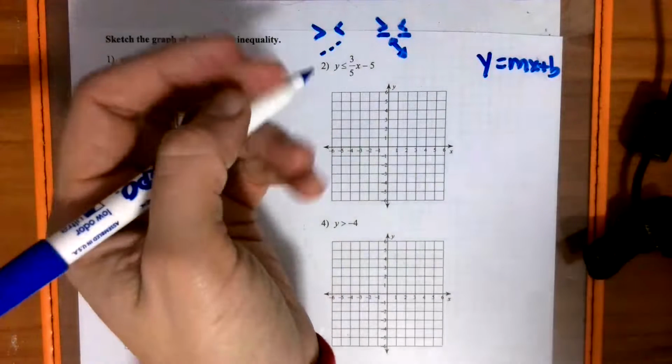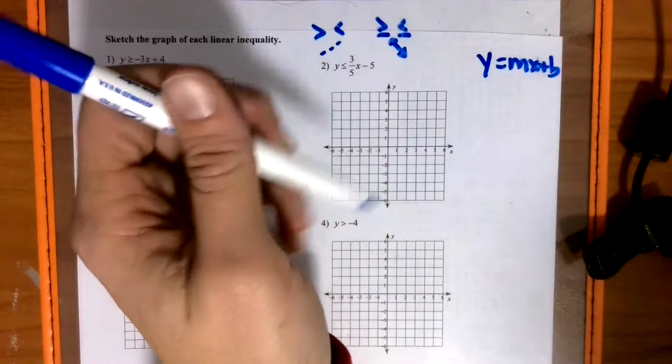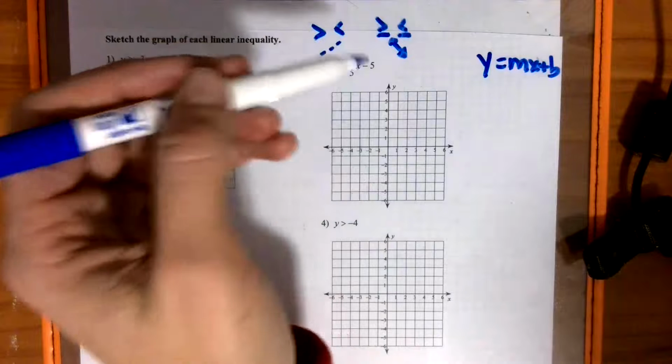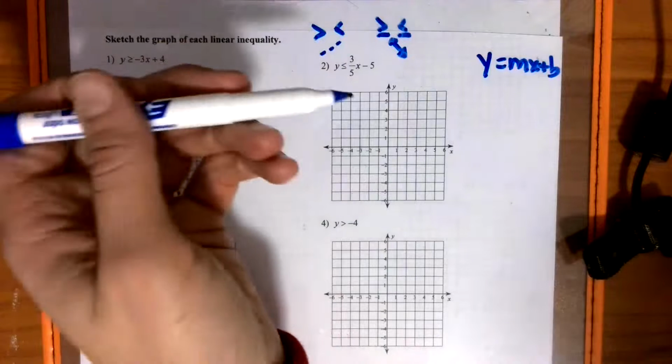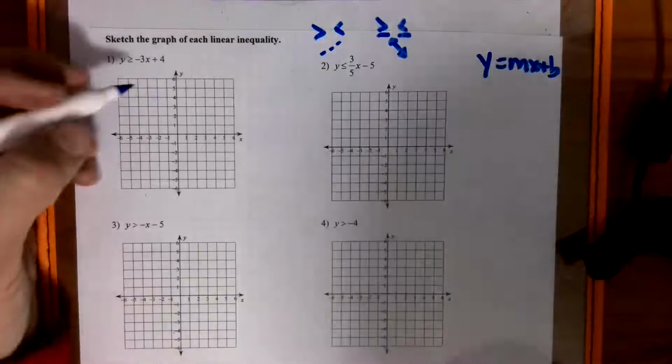Now we have shading going on with this, whereas if it were just a regular slope, it'd just be a line and every point that lies on that line. But since they're inequalities, they are unequal. So we're going to have a whole side of the graph shaded.